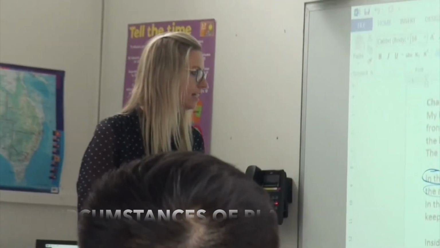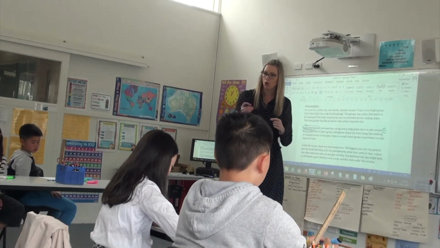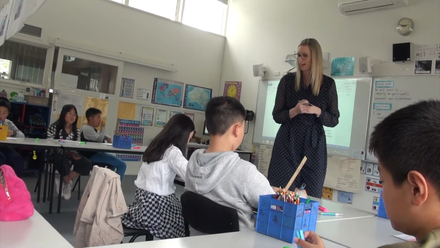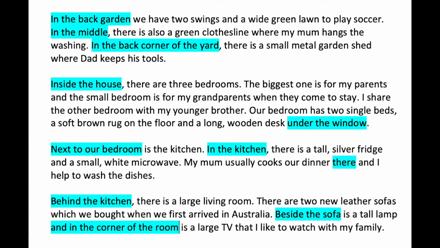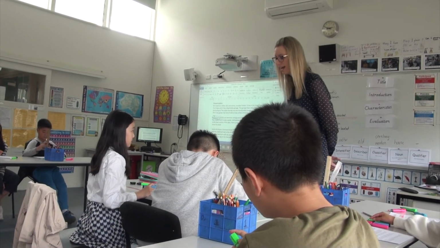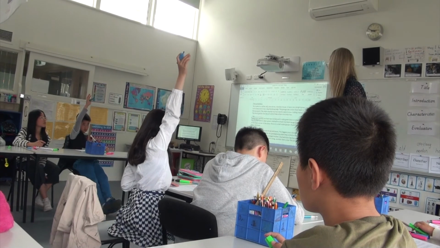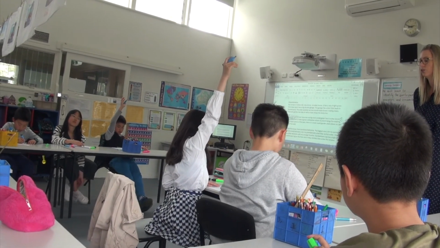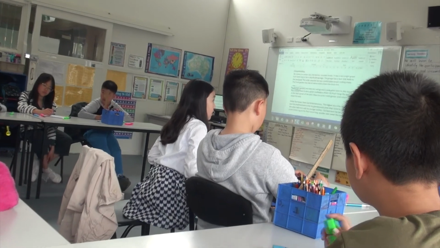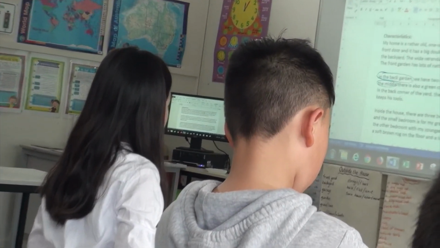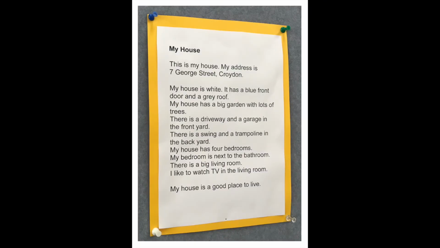And have a look at the last sentence there. With your partner, can you please talk and find out where they are talking about? The sentence is, in the back corner of the yard, there is a small metal garden shed. What is the circumstance? Who can tell me where are they describing? Yuan? In the back corner of the yard. Excellent. Okay. In writing up the description of their own house, the students drew on several of these language resources.